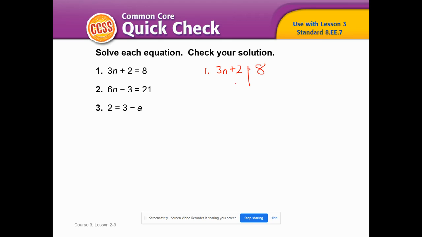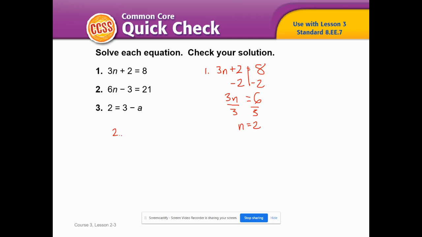To solve, you're going to subtract the 2 on both sides. That gives us 6 equals 3n. That was our outside-in number, our last number to remove first. Then we divide by the 3, and you should have gotten n equals 2.